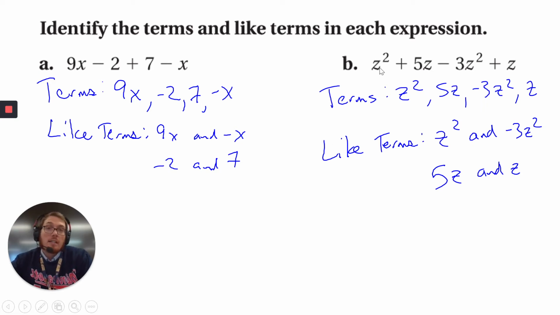It's important to note that in the second one, z squared is a different type of term than just z. So z squared and minus 3z squared are like terms. And then 5z and z are like terms. You can kind of think of it like if you've ever had an off-brand of an Oreo. You know that the off-brand is similar to the regular Oreo, but not quite the same. Similarly, Coca-Cola and off-brand cola, there's some similarity, but they're not identical. And that's kind of like z squared and z. They have similar traits because they both have z, but they're not like terms.